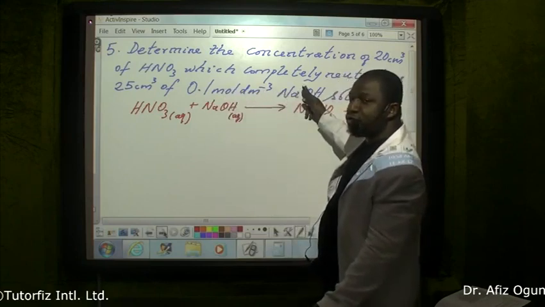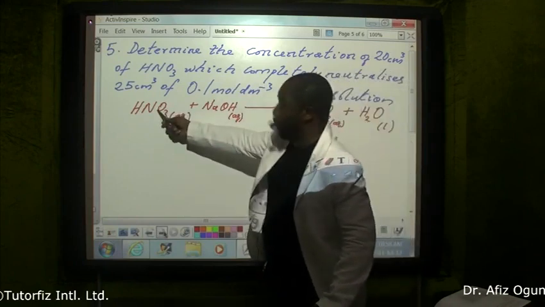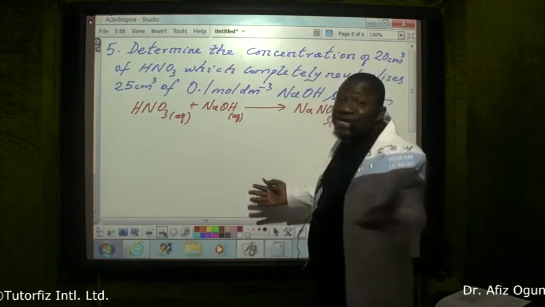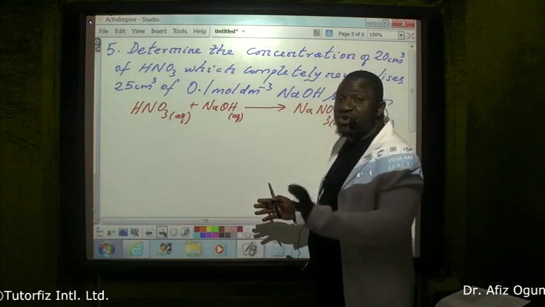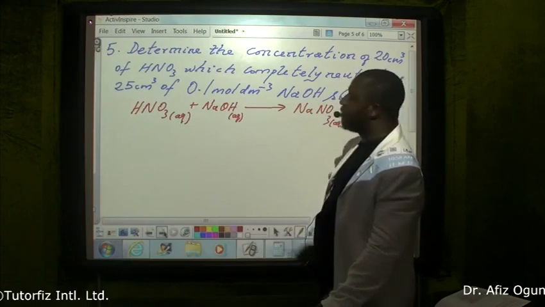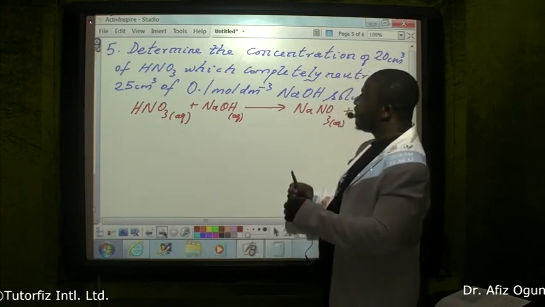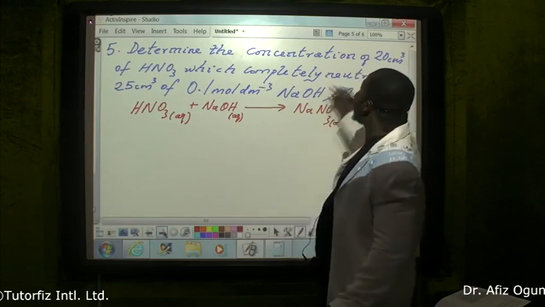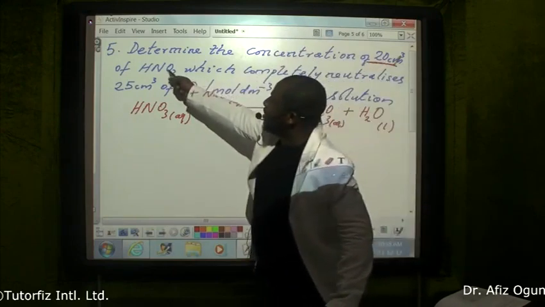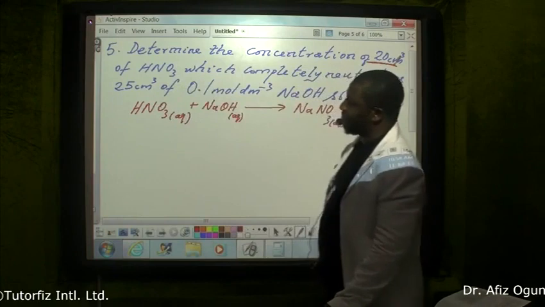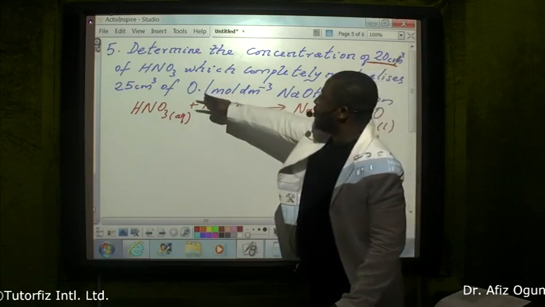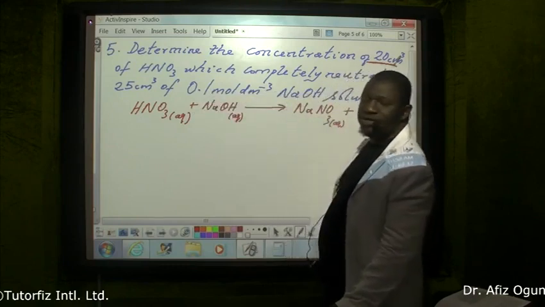What indicator will you use now? I taught you the choice of indicator. This is a strong acid, you know that, and this is a strong alkali, you know that. What indicator will you use? Any indicator. Strong acid, strong alkali, any indicator. Remember that. So drop 2 or 3 drops of indicator and start titrating. After titration, we found out that 20 cm cube of the acid in our burette is required to neutralize this 25 cm cube of 0.1 mole per dm cube sodium hydroxide.